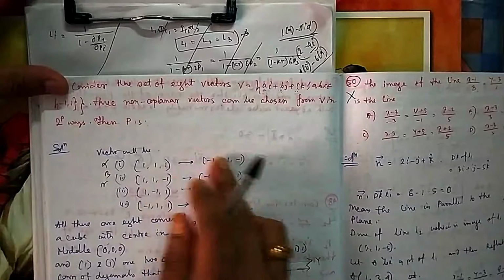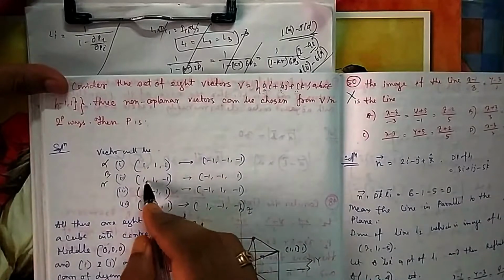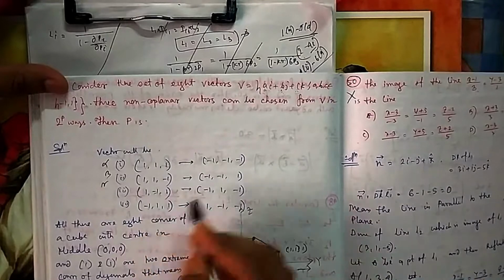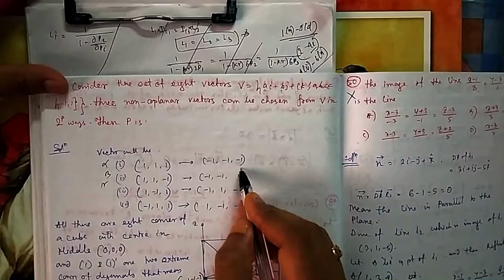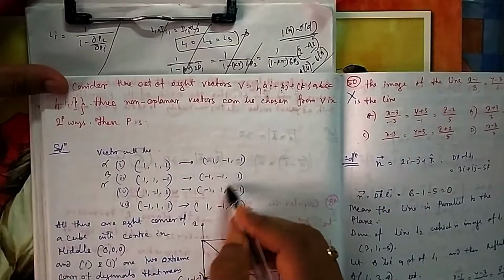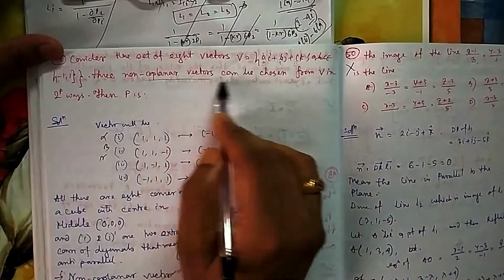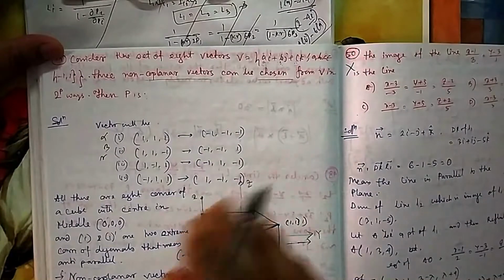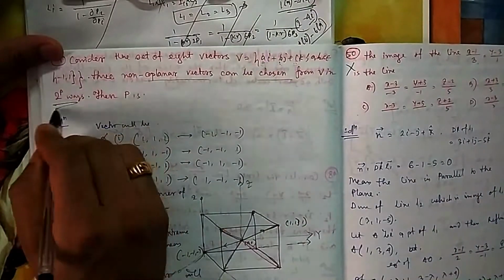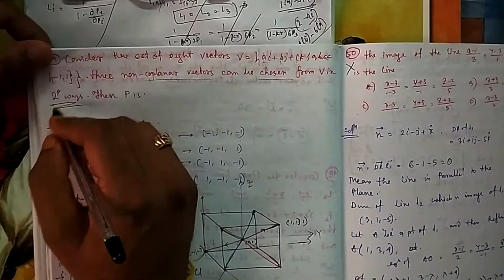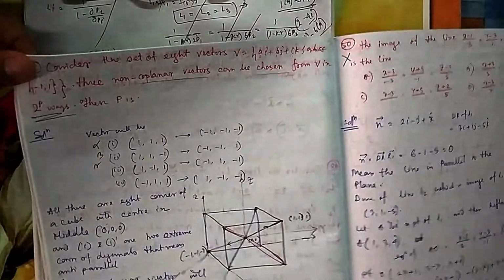You can write these 8 cases. I have written here 1 1 1, or 1 1 minus 1, 1 minus 1 1, or then minus 1 you can bring there. Similarly you can change this one and you can change 1 here. So these are the 8 cases, 8 points. Then non-coplanar vectors can be chosen from V in 2 to the power P ways, then the P. 2 to the power P you have to see.